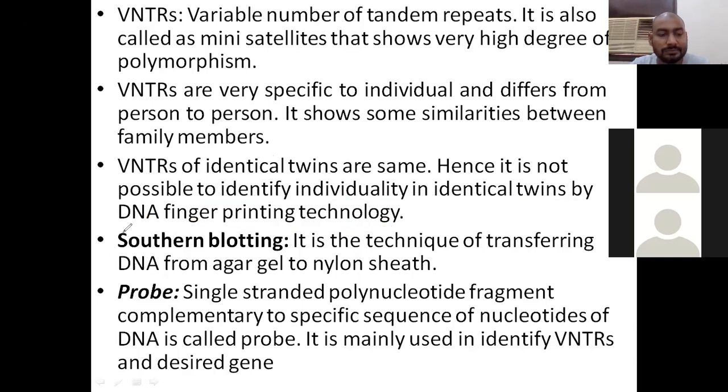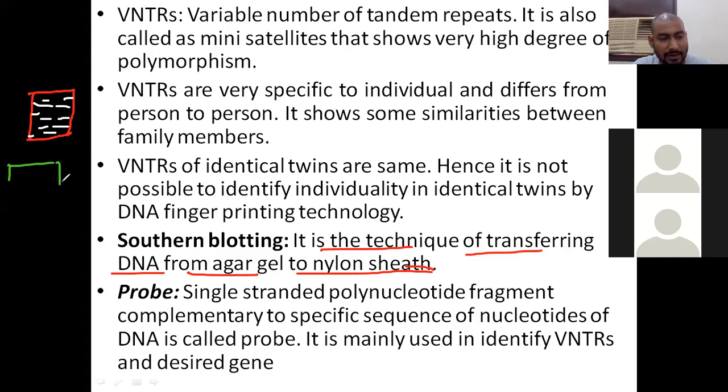Now, southern blotting is the principle. There are different types of blotting. One is southern blotting, and another is northern. It is the transfer of DNA from agarose gel to a nylon sheet. In this gel, they have the DNA molecules, present like that. And we need one important substance, which is known as the nylon sheet.